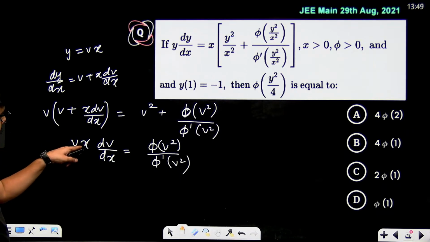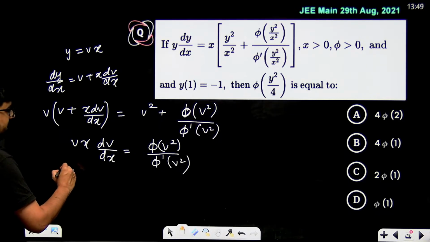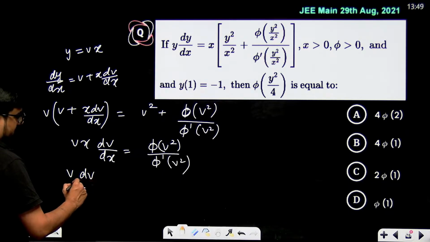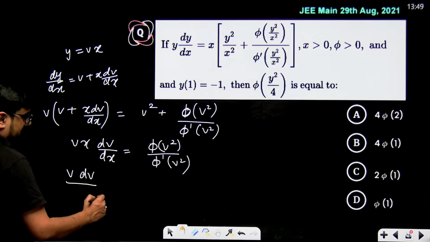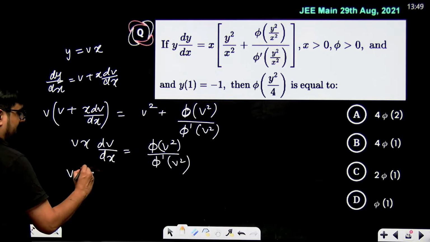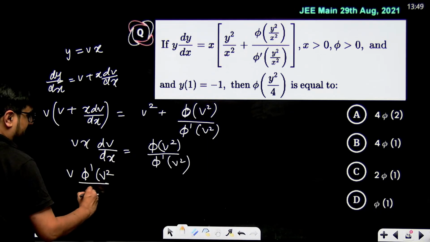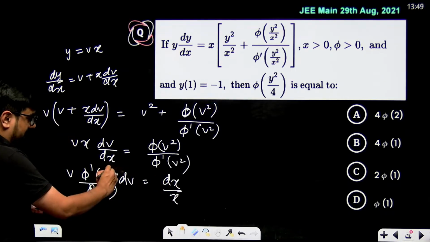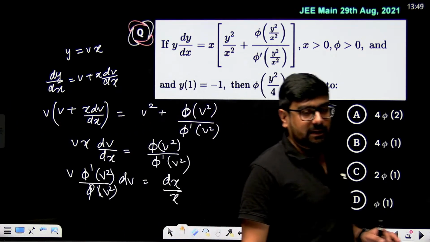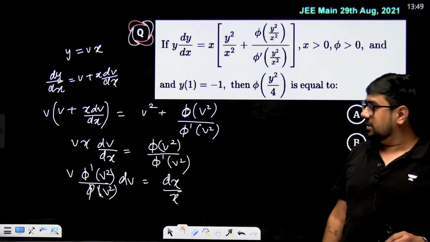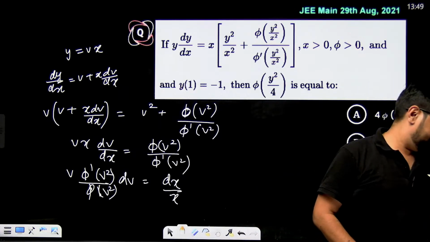So first let's achieve variable separable form, which will be v dv into the function of v, phi dash of v square divided by phi of v square, this side we have dv and this side dx by x. So now we have achieved variable separable form. This step, can you see? After this it will become variable separable now. All the v functions are with dv and x with dx.